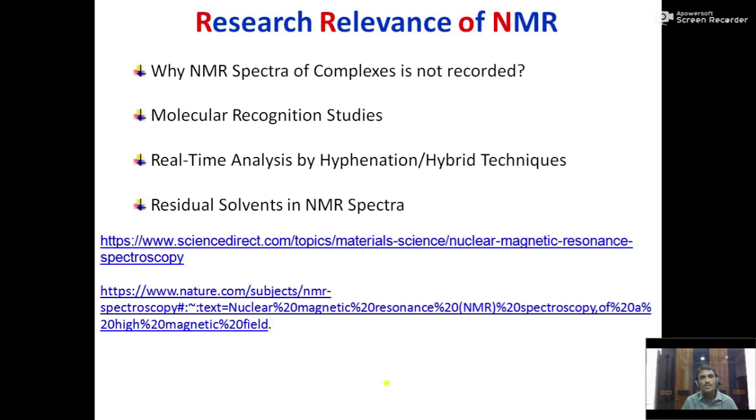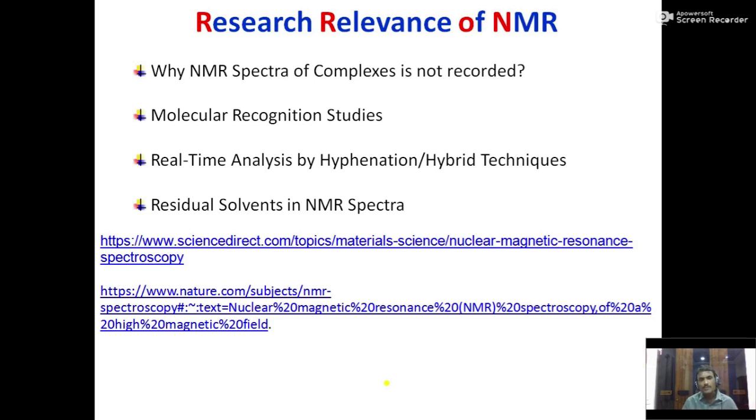You can use NMR spectroscopy for structure determination, which is the very basic use. You can use it for molecular recognition studies. Sometimes the OH signal or NH signal shifts or vanishes. When we are studying the molecular recognition of anions, the host-guest study we are doing, then changes in the signal can be studied with NMR.